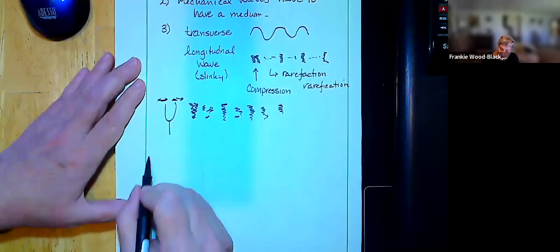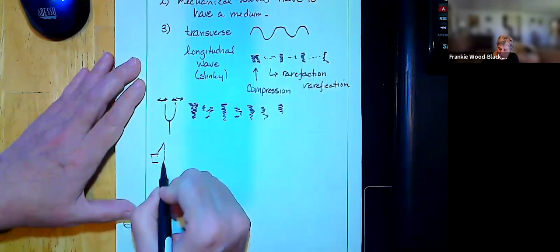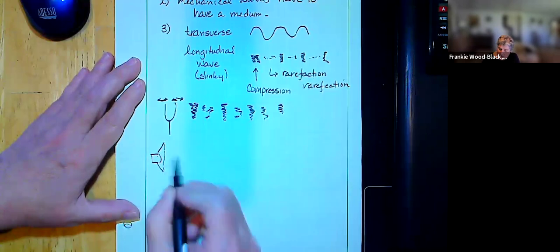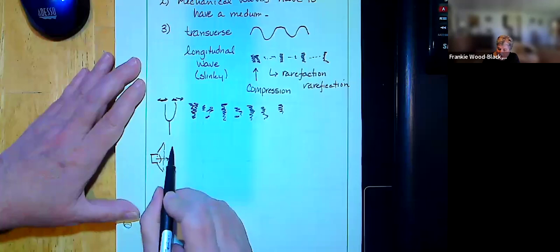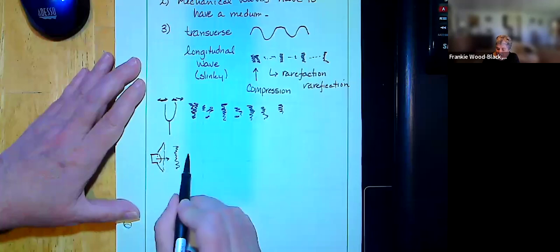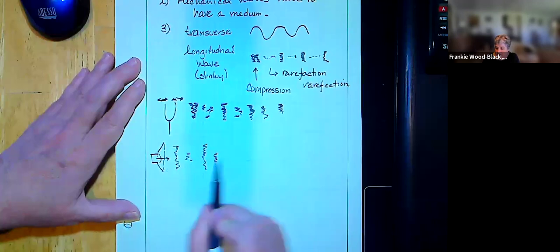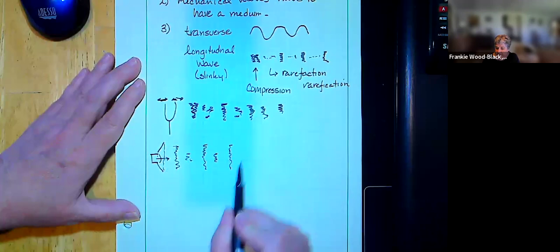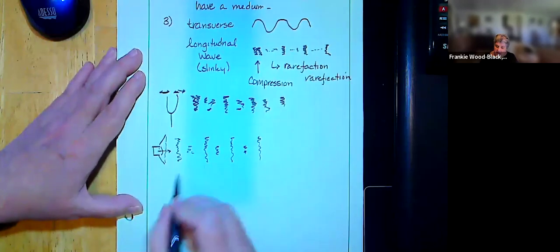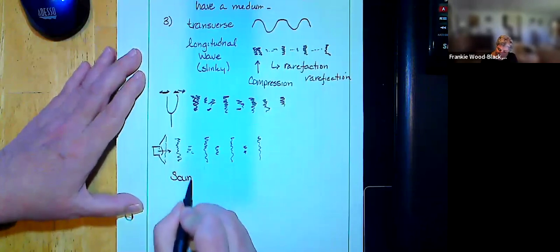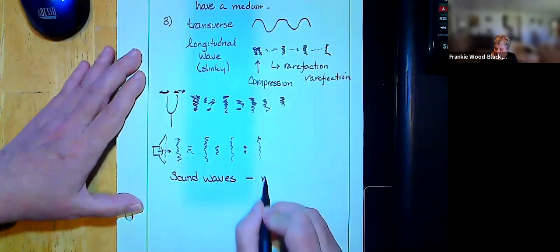And if we think of a speaker, and if you ever look at how a speaker works, there's this part that vibrates in the middle, it vibrates back and forth. So it's going to do the same thing. We're going to get that puff of air that's going to come out and do the same thing. So sound waves, they're going to be mechanical waves.